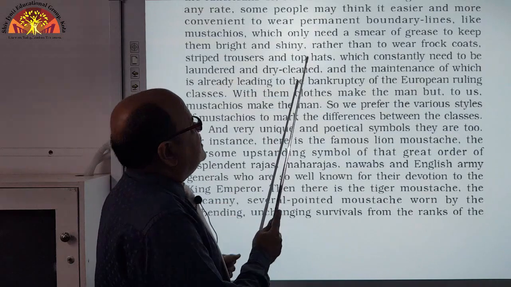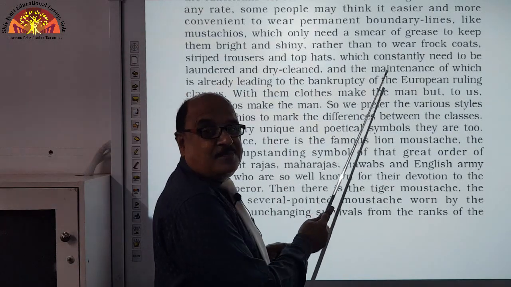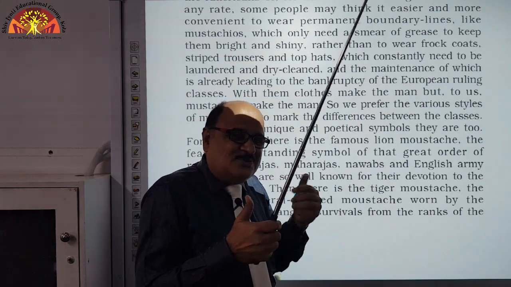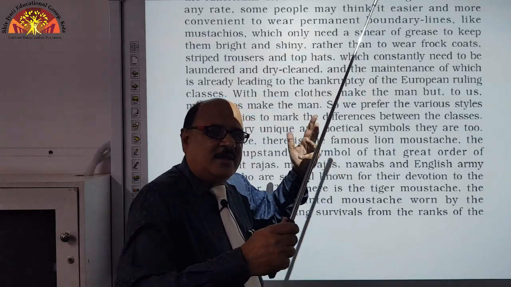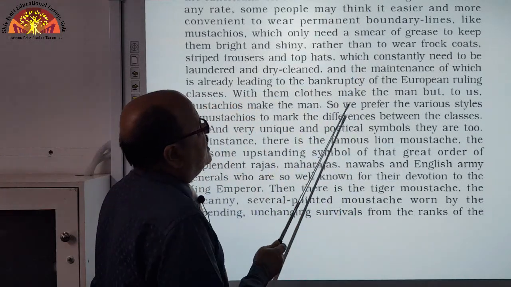So, the result is they go bankrupt, means insolvent. They have nothing to spend now. They have spent the whole money. Now they are left with nothing.